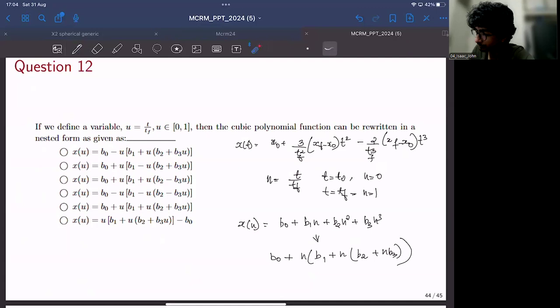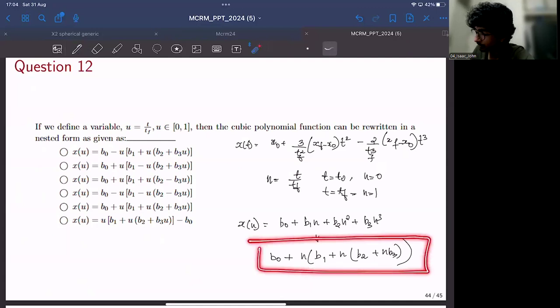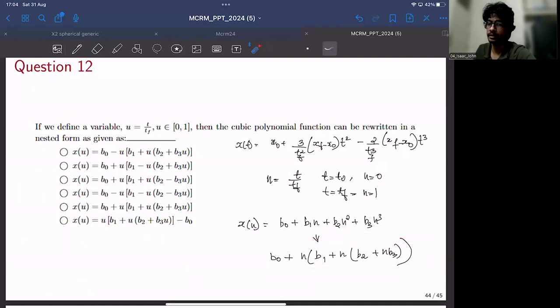It's like a nested form, and these are the same equations. The reason we are doing this is that the computational cost is much cheaper, because you only need 3 multiplications and 3 additions in this case. Here you can see how many divisions and multiplications there are. Here itself there are 2 multiplications, again multiplication, again multiplication, then you have to add it. Here also several multiplications. But here you only have 3 multiplications and 3 additions.